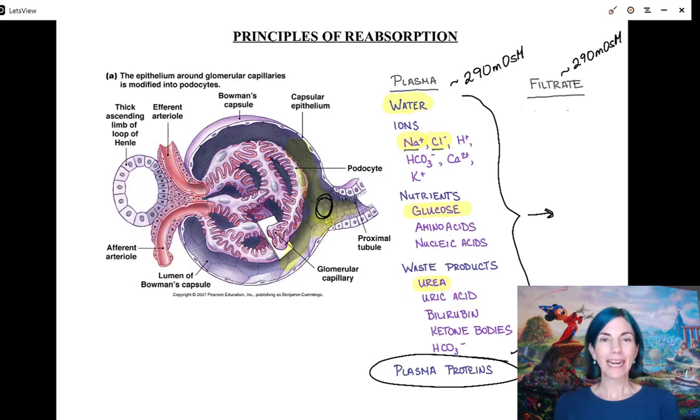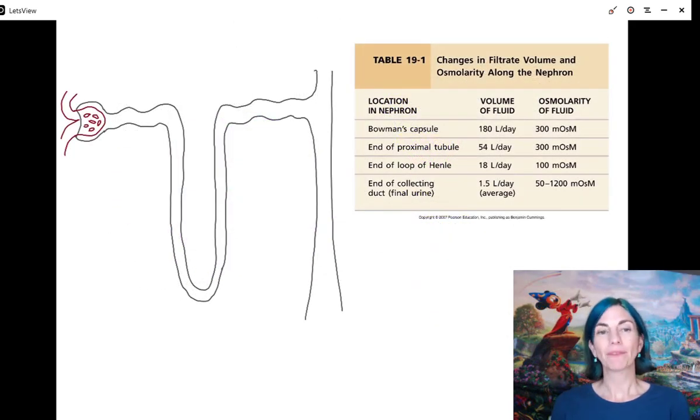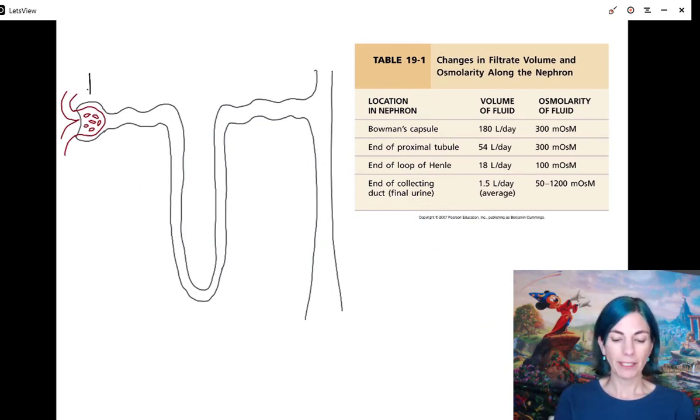Okay, let's take a look at what happens to filtrate as it moves through the nephron. So in my image here, I have an expanded nephron, and just very briefly, this is Bowman's capsule in the glomerulus, proximal tubule, descending loop of Henle, ascending loop of Henle, distal tubule, and collecting duct. I'm going to put a series of checkpoints, and on each checkpoint, we're going to take a look at how the filtrate has changed from the previous checkpoint.